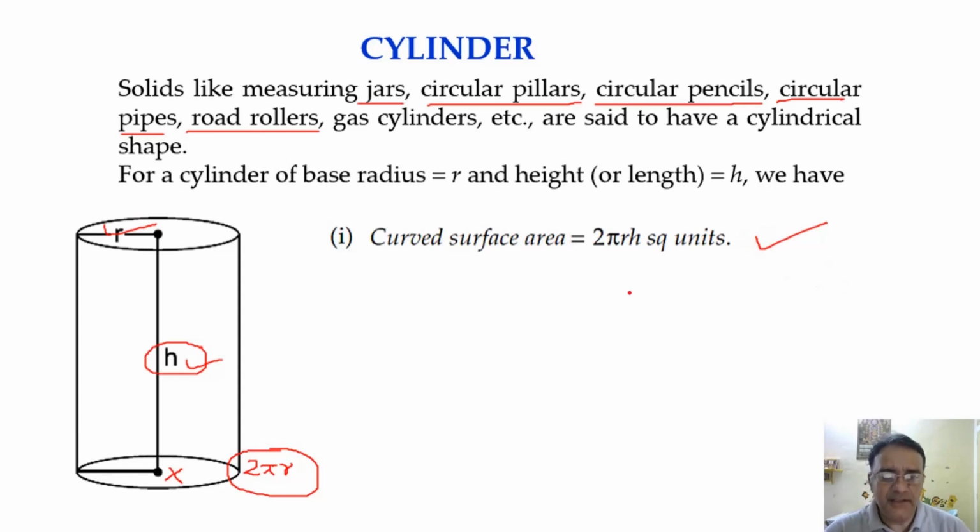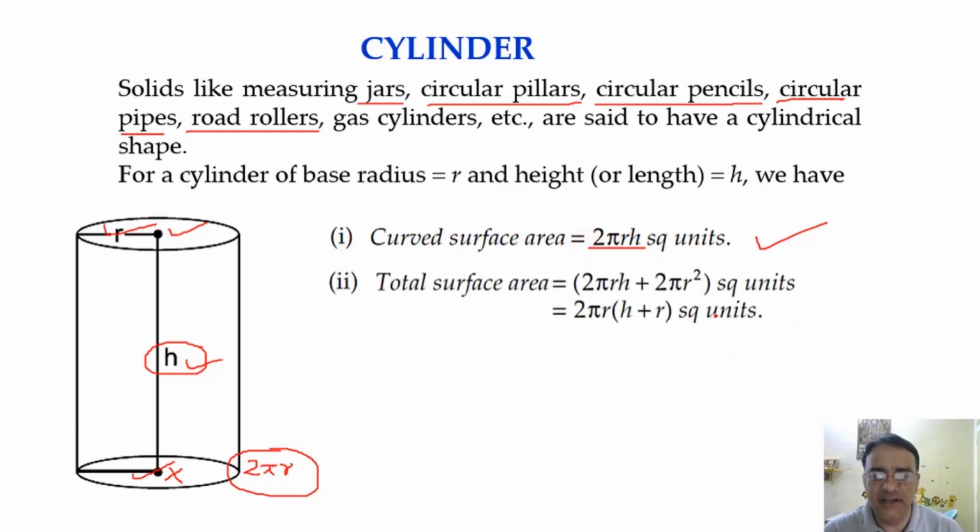So first formula is 2 pi RH. Okay, and the second is total surface area. In total surface area, add these two circles. What is the area of one circle? Pi r square. So how many circles are there? 2. So 2 pi r square we have to add with the curved surface area, so we'll get the total surface area. Take 2 pi r common from this. So we'll get 2 pi r into r plus h or h plus r.